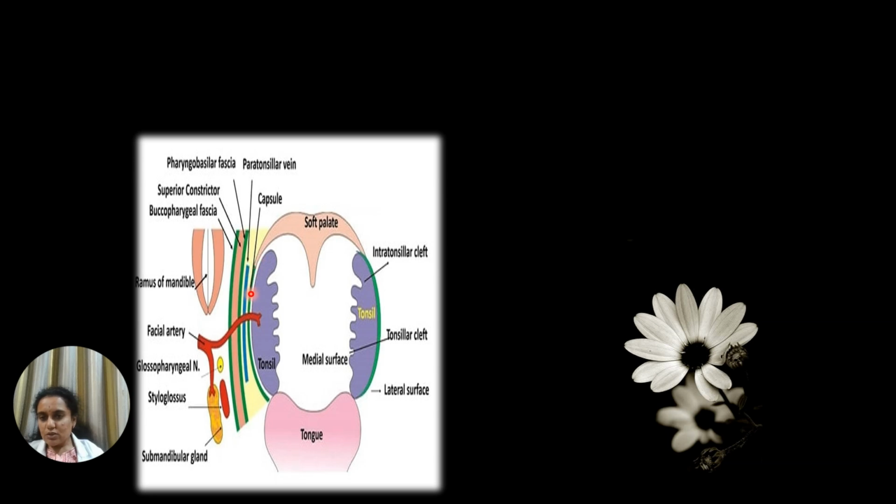Initially we have the capsule, followed by the loose areolar tissue in which runs the paratonsillar vein. Then we have the pharyngobasilar fascia followed by the superior constrictor muscle, then the buccopharyngeal fascia, then the styloglossus muscle. Here runs the facial artery, and immediately behind the styloglossus we have the submandibular gland. In the upper pole it is related to the ramus of the mandible. So this was about the bed of the tonsil.